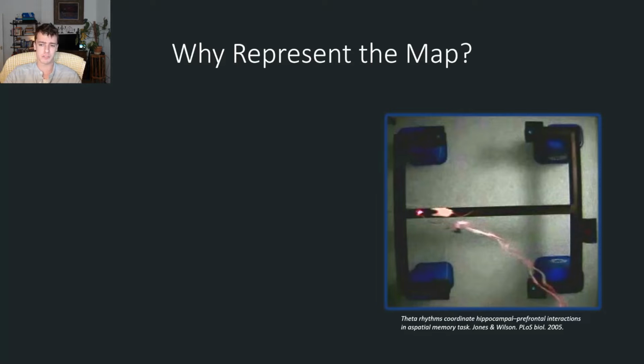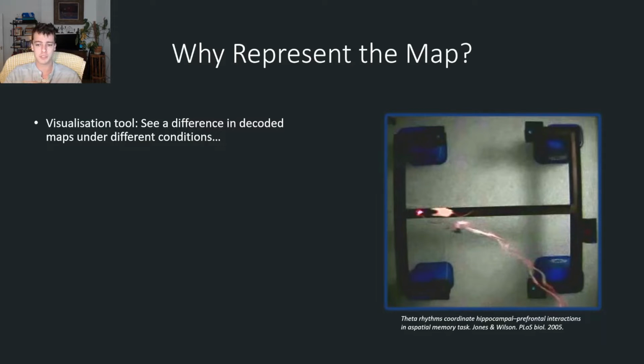Even though the term cognitive map has been really widely used in the literature for years, nobody has before attempted to produce a representation of one of these maps. So I think a representation of a cognitive map would be useful for two reasons. The first simply as a visualization tool.